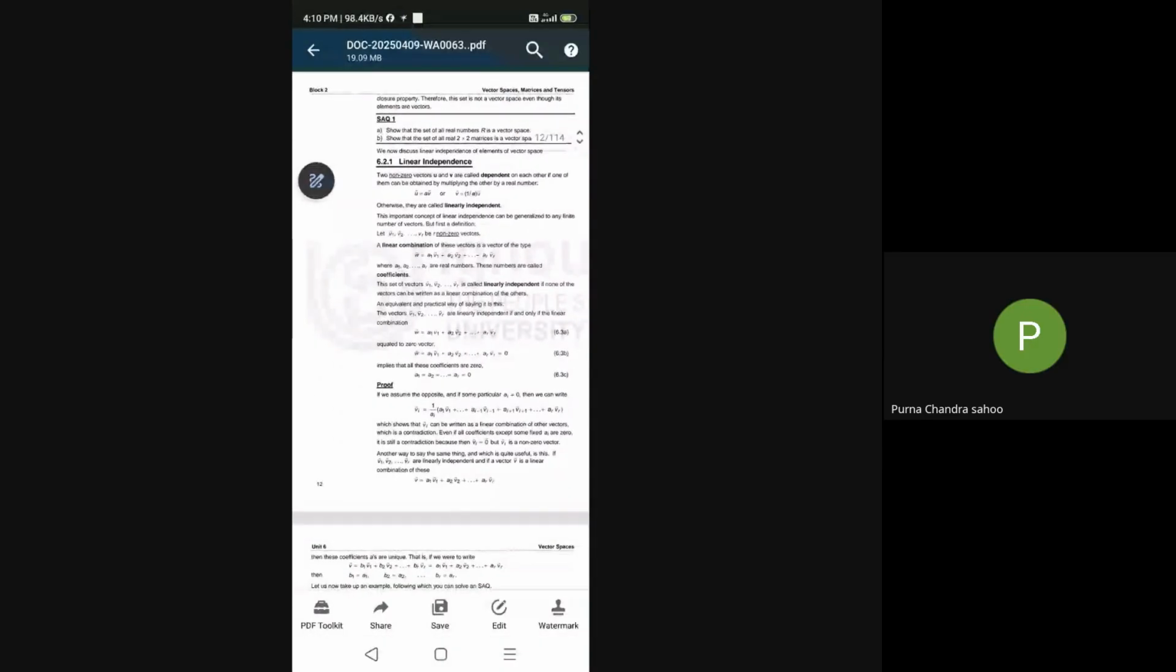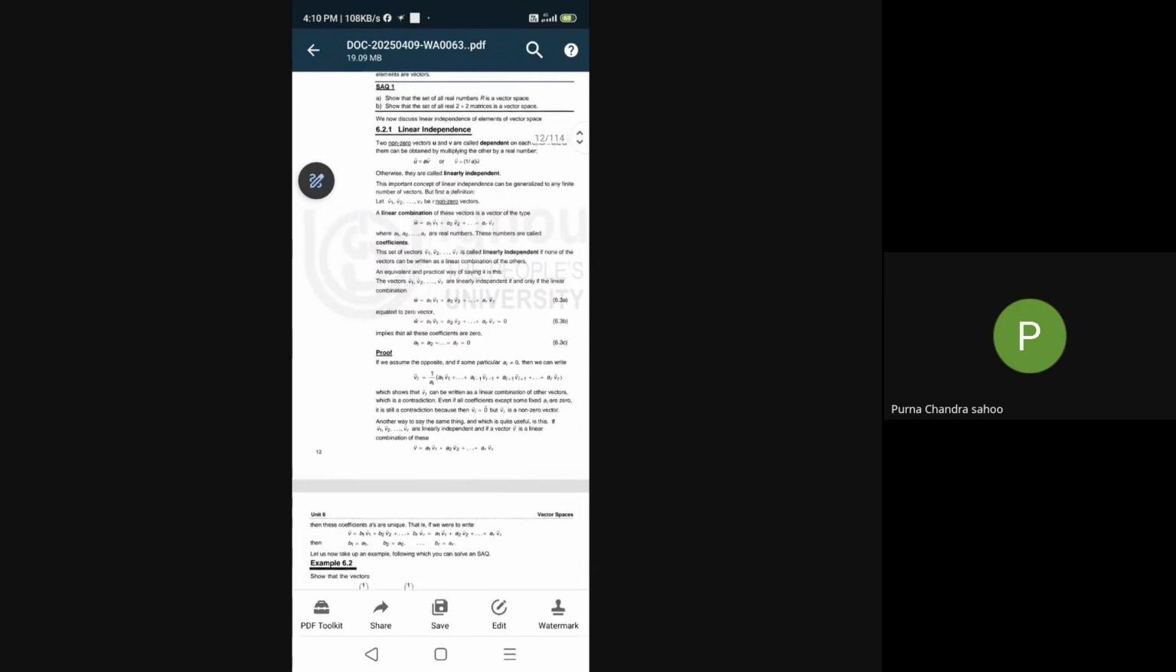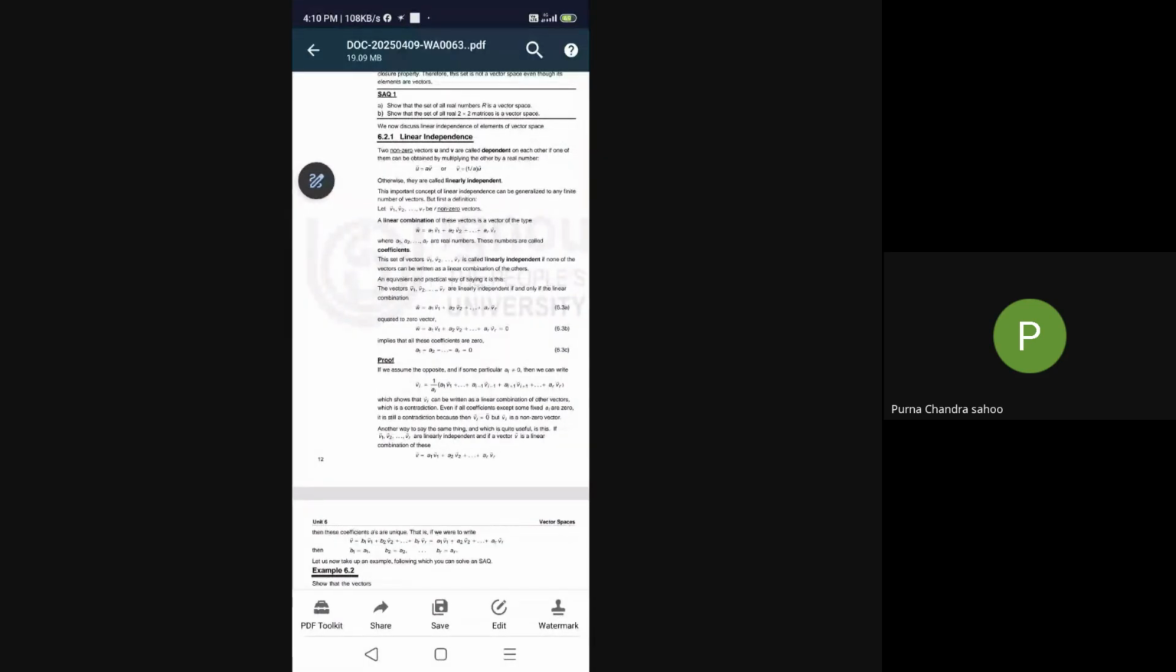Then linear independence. Two non-zero vectors U and V are called dependent on each other if one of them can be obtained by multiplying the other by a real number. So U vector is equal to A times V vector, or V vector is equal to 1 by A times U vector. Otherwise, they are called linearly independent.